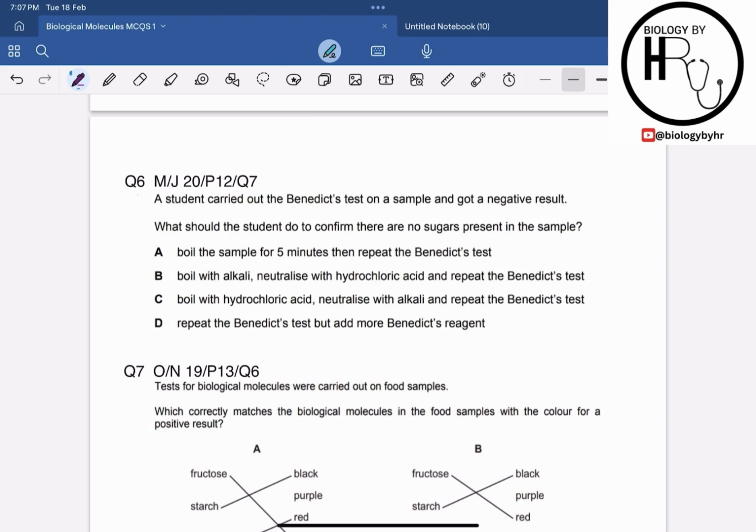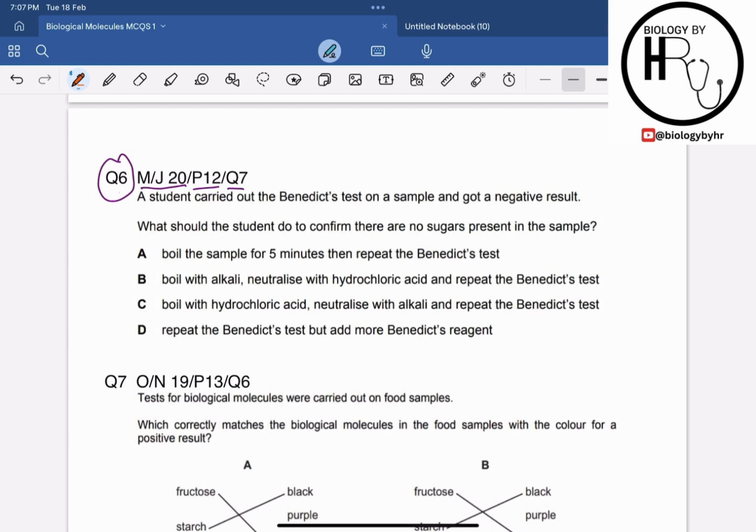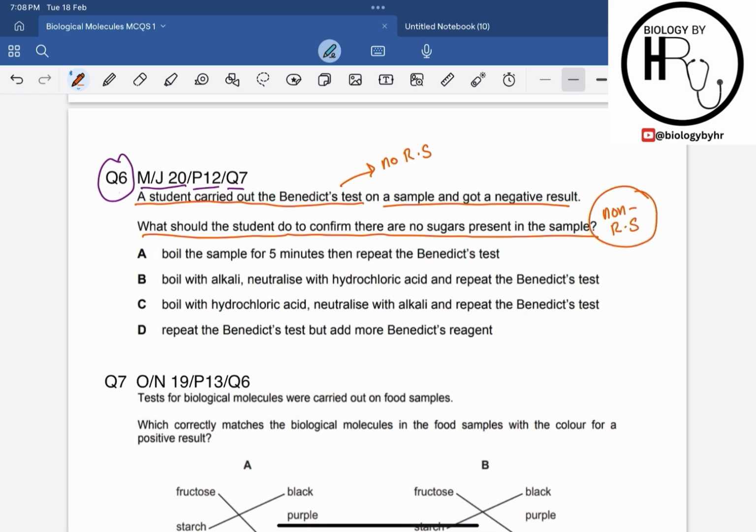Alright everyone, now let's move on to question number 6. Question number 6 is from May June 2020, paper 1 to question 7. The question says that a student carried out the Benedict test on a sample and got a negative result. What should the student do to confirm there are no sugars present in the sample? If you understand the question, the student got the negative result, which indicates that there is no reducing sugar present. However, there might be non-reducing sugars present, right? So we need to confirm that no non-reducing sugars are present in the sample.